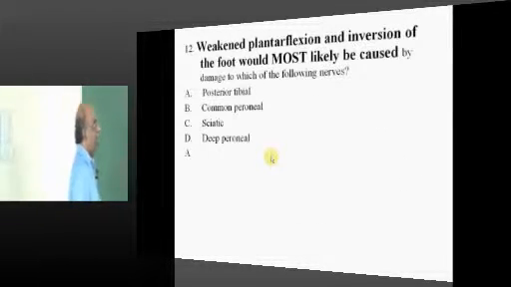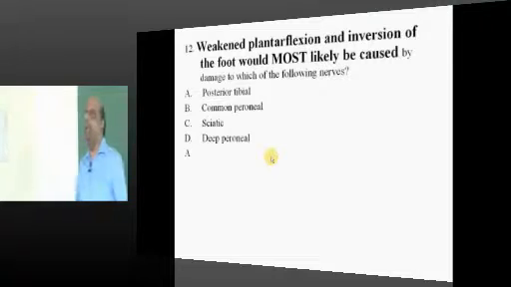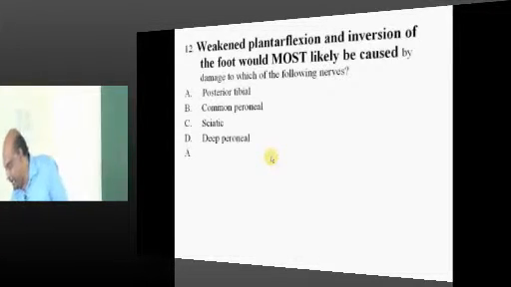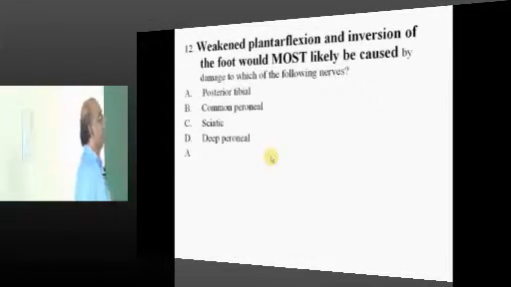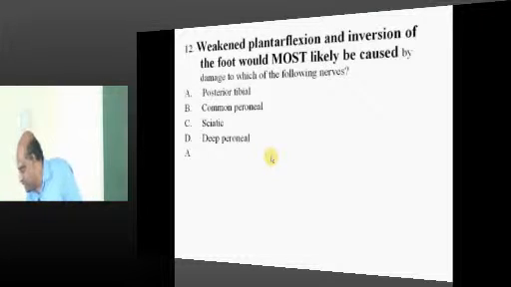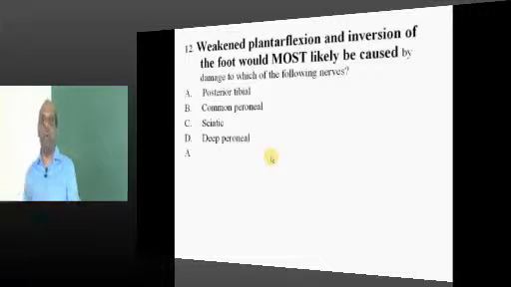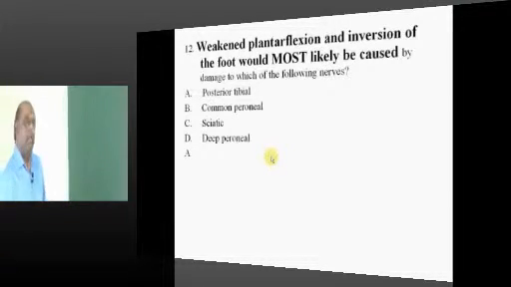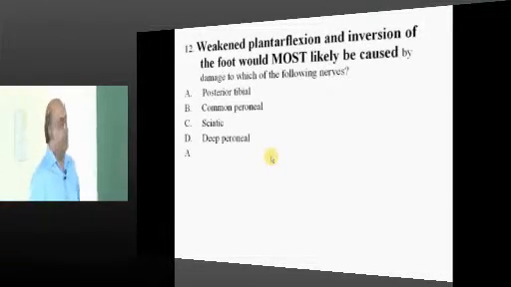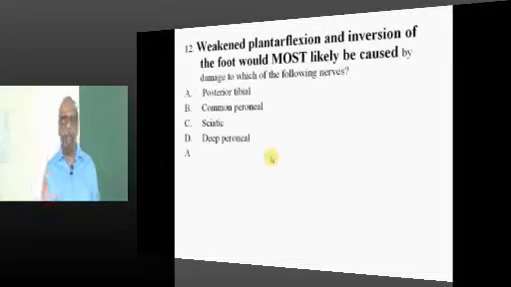Now doctor, that's right, as rightly said by our Guntur student, it is also a common location for spondylolisthesis also, including lumbar vertebrae. Now weakened plantar flexion and inversion of the foot.